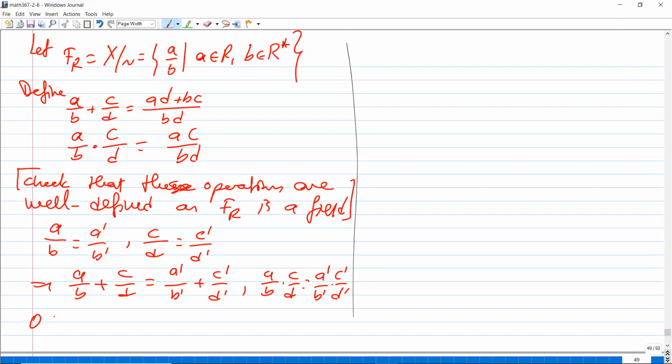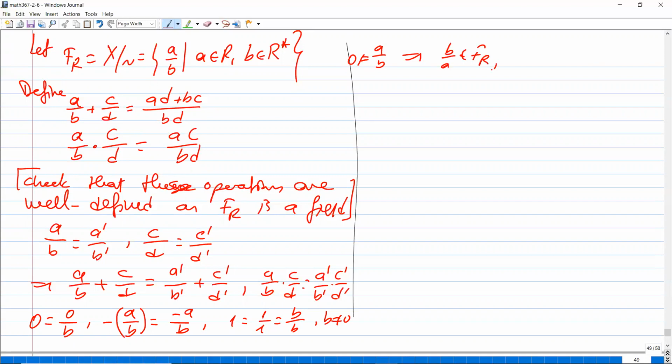The zero element of F of R is 0 over B for any B. If we take A over B, its additive inverse is minus A over B. And the 1 is 1 over 1, or A over B for any B not 0. And if A over B is not 0, that means A is not 0, so that B over A is in F of R, and A over B times B over A is 1, so the inverse of A over B is B over A.